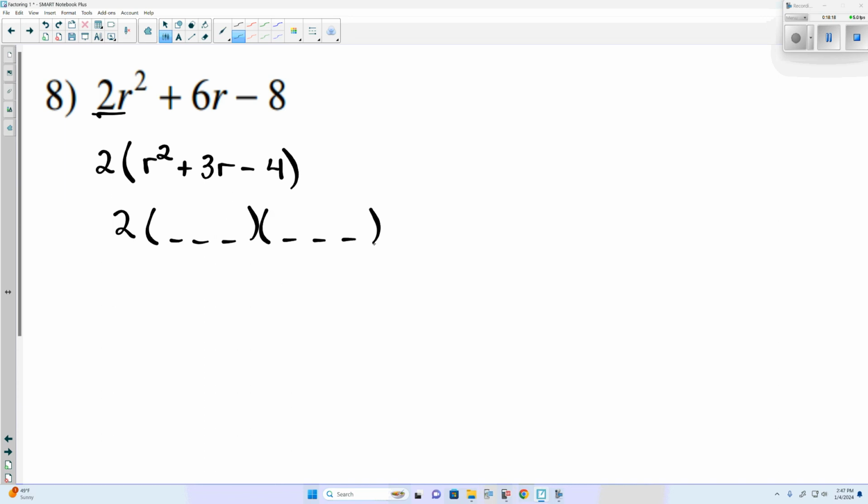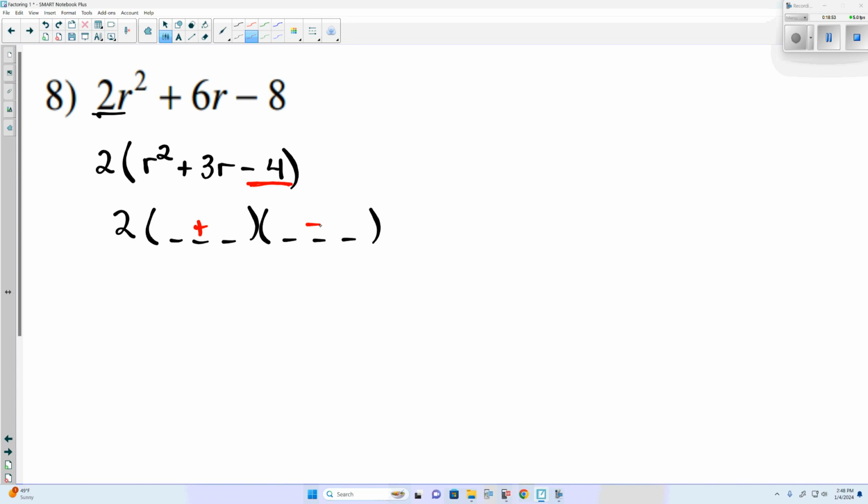But now that we have factored out that greatest common factor, we can move on to step 2, our 2 sets of parentheses with 3 spaces. And the next thing I look for is our sign. And to find the sign, I always look at the third term. If the third term is positive, the signs are the same and match the sign of the middle term. If our third term is negative, our signs are opposite. Well, here the third term is negative, so our signs are opposite. One is going to be positive and one is going to be negative.